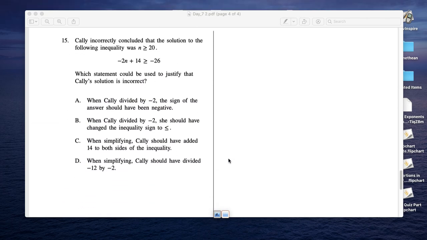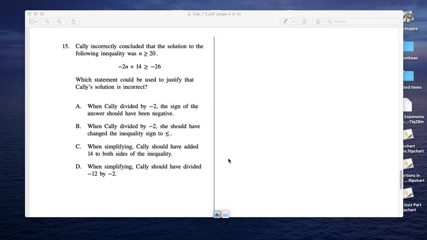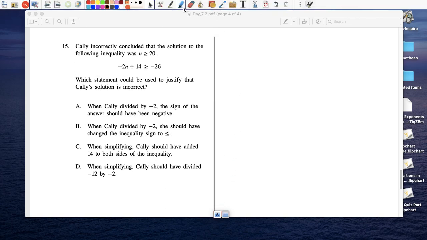And one more. This one is simple. Calvin correctly concluded the solution was n greater than 20. Which statement could be used to justify the solution? Calvin's solution is incorrect. When Calvin divided by negative 2, the sign of the answer should have been negative. When Calvin divided by negative 2, the answer should have changed the inequality sign to less than or equal. All right, let's actually do it.